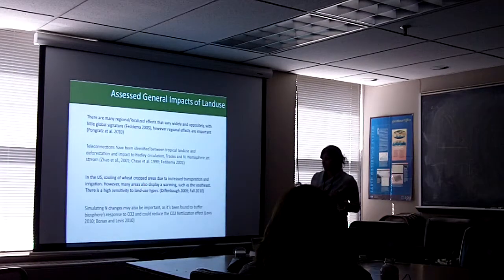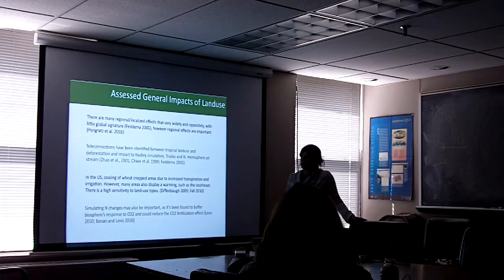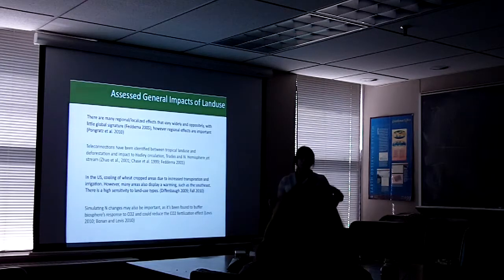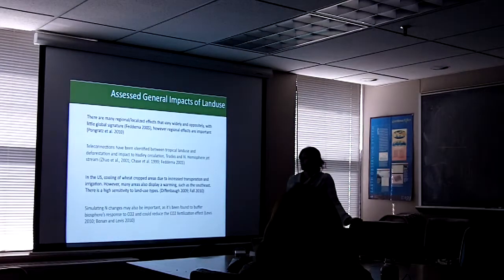In the US in particular, there is a cooling of areas devoted to wheat, due in part to increased transpiration based upon what was replaced, and also the introduction of irrigation. Now, Ben and Michael, irrigation has been a major area of study here at GISS, and this is corroborated by the most recent findings that show irrigation is a pretty impactful global forcing in terms of the cooling that it induces.